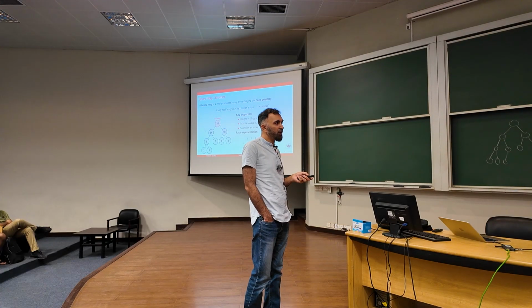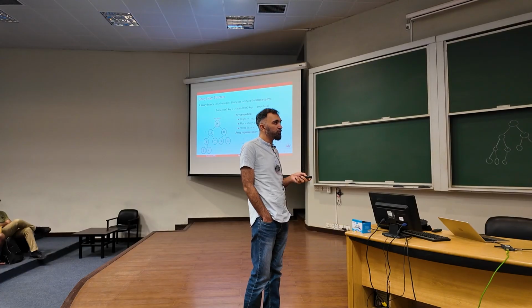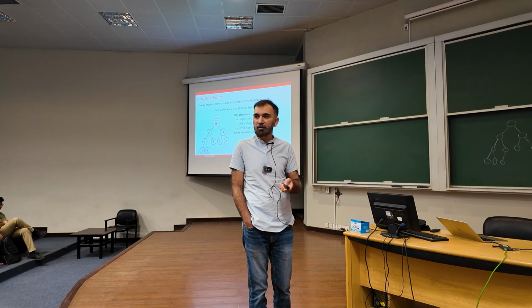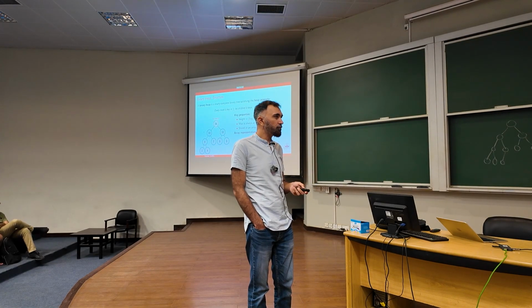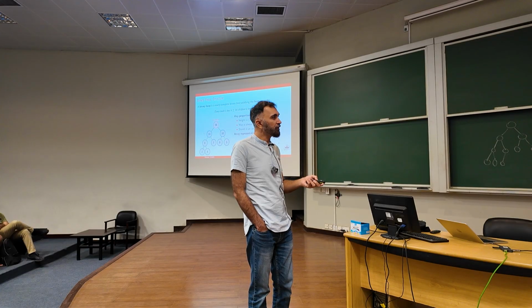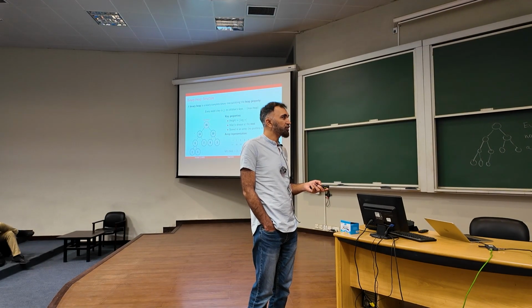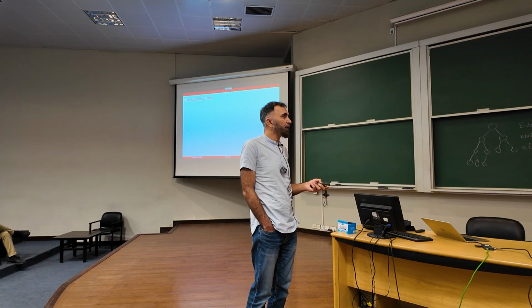Left child is 2 times the index of 14, so it's at 4. And the right child is 2 times 2 plus 1. And the parent is basically the index divided by 2, and you take the floor. All right. Again, assuming that you have seen this already in your data structures course, I'm keeping my pace.